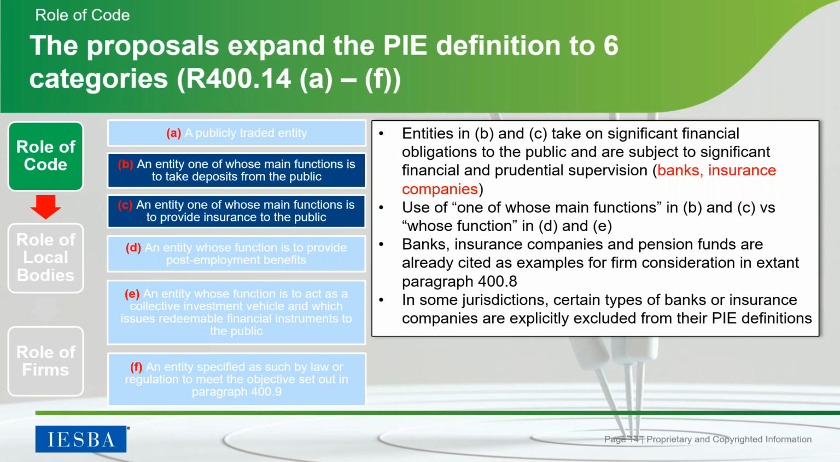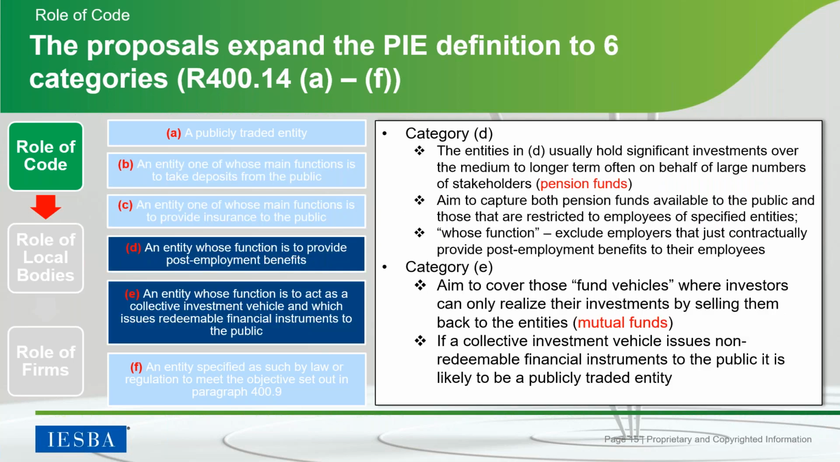Banks, insurance companies and pension funds, as it says here, are also already cited as examples for firm consideration in the Extant code. And as I mentioned when talking about the EU, even some types of banks or insurance companies are explicitly excluded from PIE definitions in various jurisdictions. For example, things like credit unions that might otherwise be caught. Go on to the next slide, please.